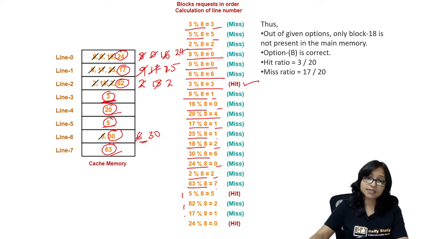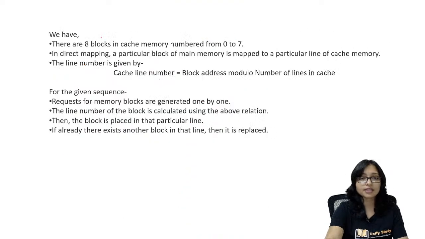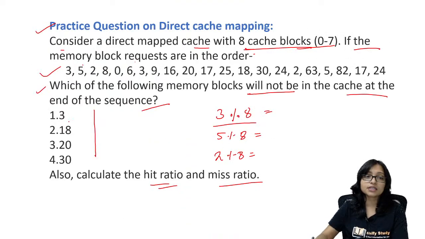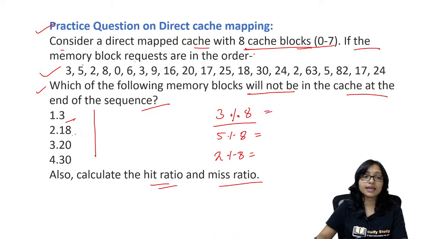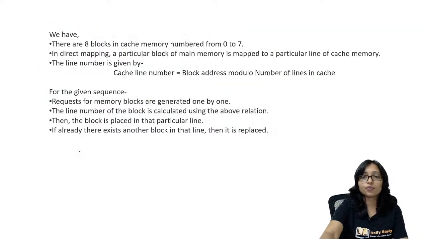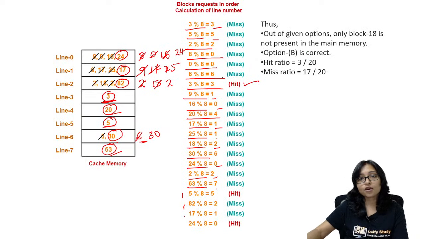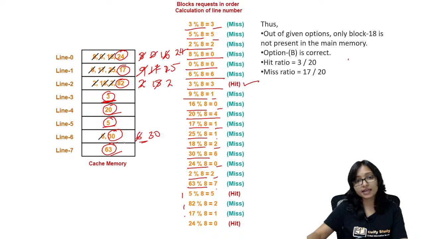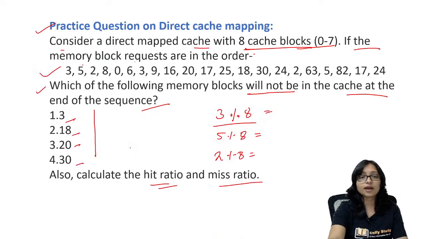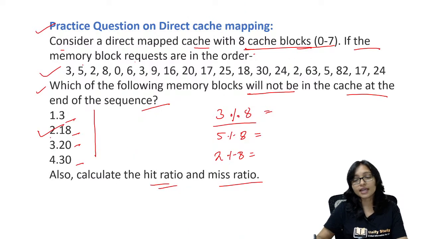Which is not present? According to the options, you can see which is not present. In that option, 3, 18, 20 and 30 were there. So you can see all are present actually, but 18 is not present. Out of these, can you find any 18? No, 18 is not present. And that's why your answer will be 18.